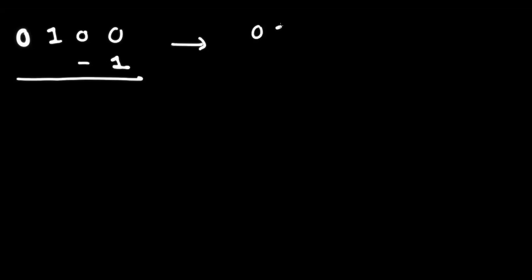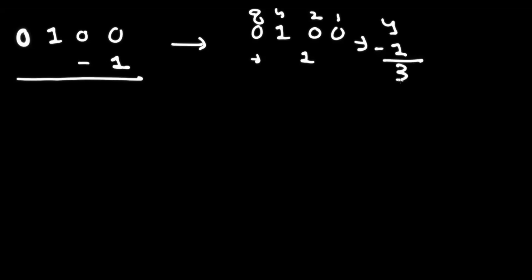So 0, 1, 0, 0, 1, 2, 4, 8, and the other one is 1. So it is going to give me 4 minus 1 is equal to 3. That means the answer in denary is definitely going to be 3, but I want the answer in binary. So first of all, if I'm going to subtract this 0 from 1, this is not quite possible.